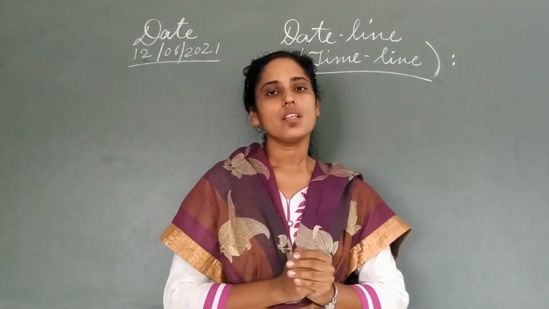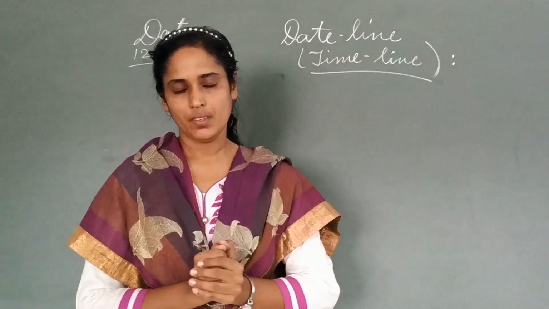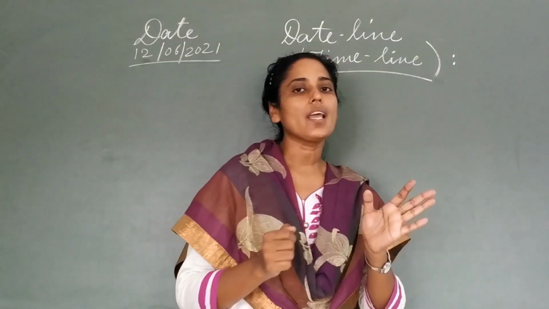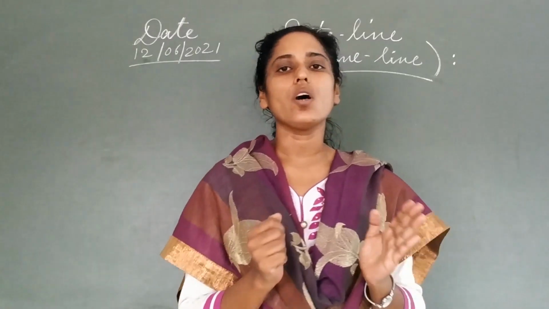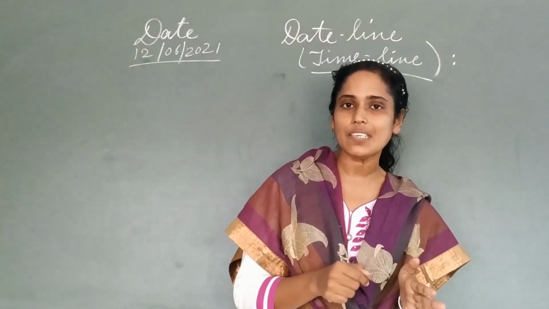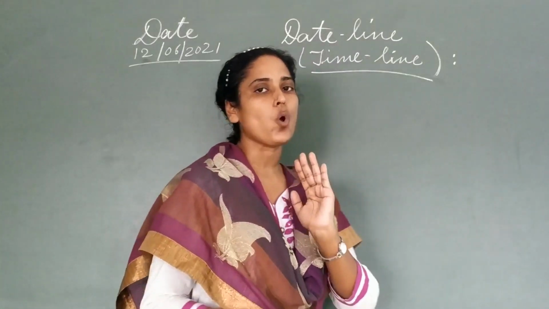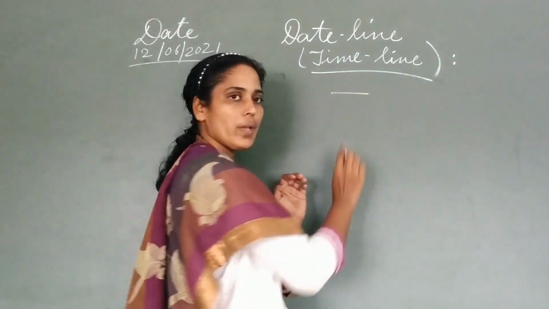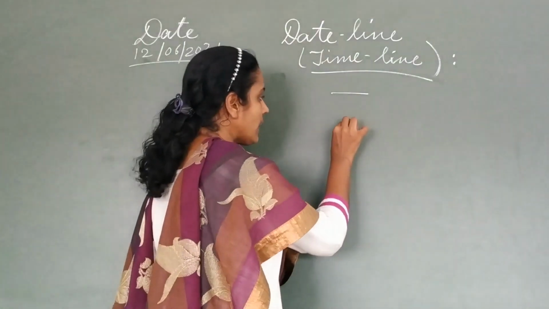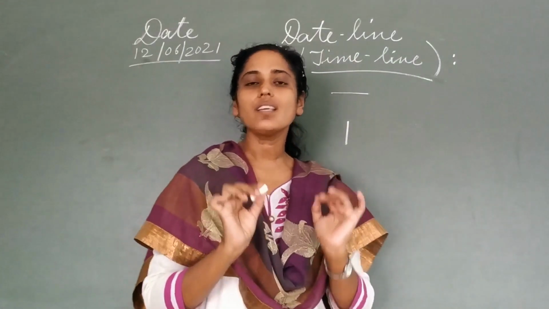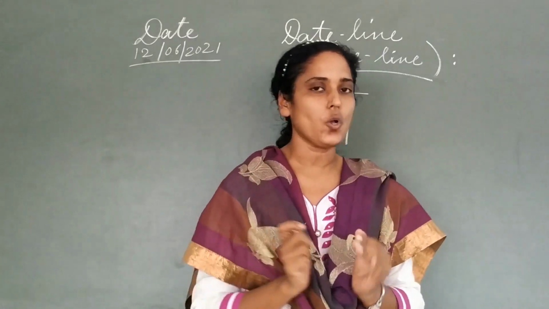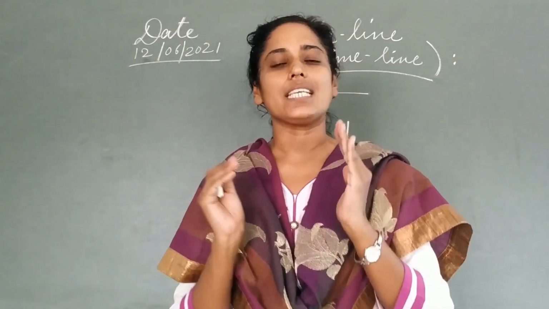Now students, this is also known as timeline. This is connected with history. Why? Because it shows arrangement of events in a sequence or in a proper chronological order. This can be drawn in two ways, either in a horizontal way or in a vertical way. So students, here we'll start with this topic today.